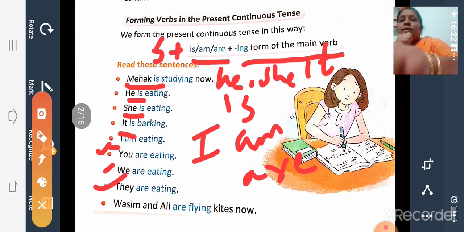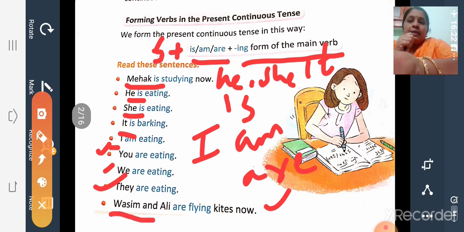Then look here. Wasim and Ali are flying kites now. Wasim and Ali here is a plural subject, that is why are is used. So subject plus is, are plus ing form of the main verb is the form of present continuous tense. Along with singular nouns and pronouns, we use is. With I, we use am. And with plural nouns and pronouns, we use are, plus the ing form of the main verb.